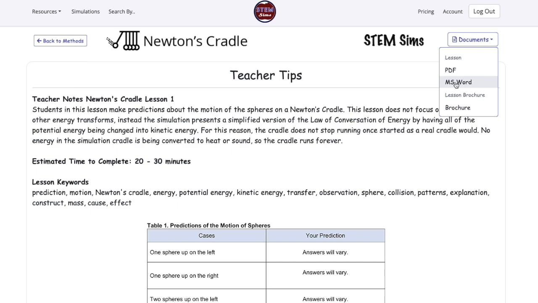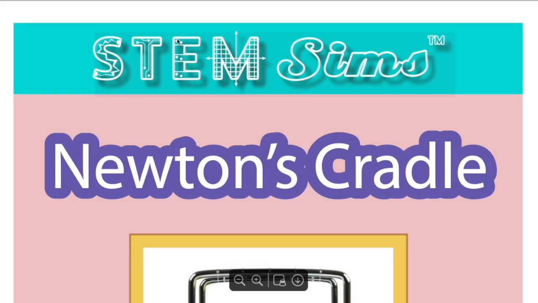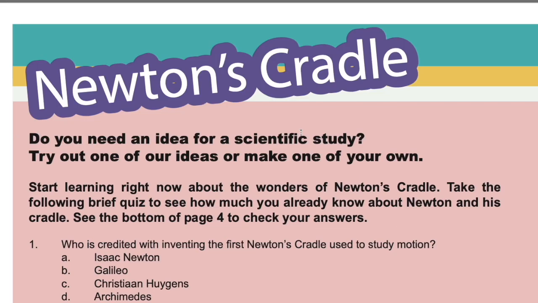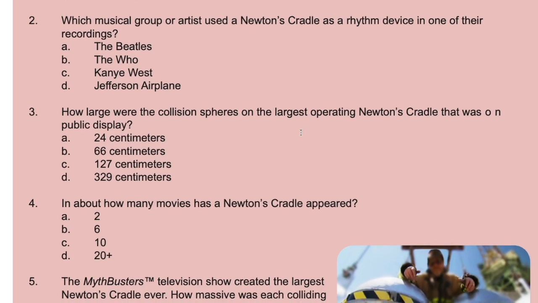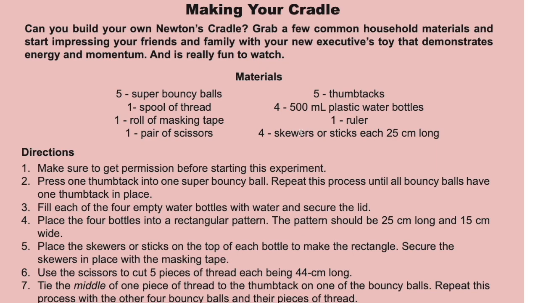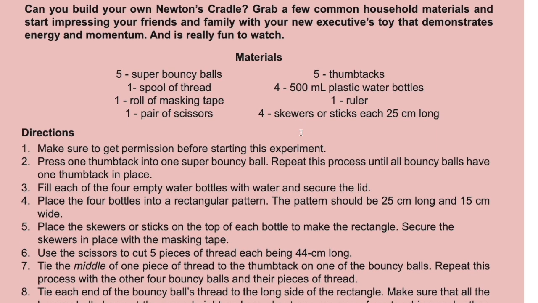Choosing the Brochure option gives you access to engagement and extension activities your students can complete at home. In this extension activity, students build their own Newton's Cradle from common materials found in their homes.